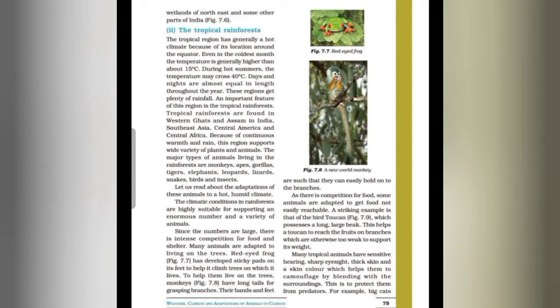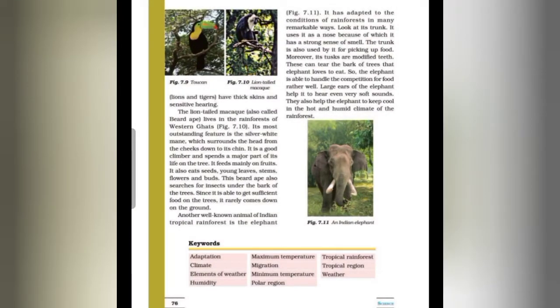Many tropical animals have sensitive hearing, sharp eyesight, thick skin, and camouflage by blending with the surroundings. This protects them from predators. For example, big cats, lions and tigers have thick skin and sensitive hearing. The wild animals such as lions, tigers and leopards are called big cats.